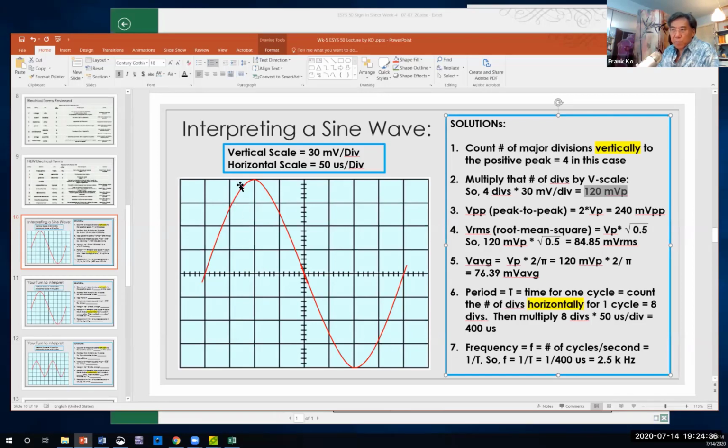The peak to peak is simply double that. So you take, step number 3, 2 times V peak, which calculates to 240 millivolts. And you have to write the 2 little p's at the end of the volts peak to peak.